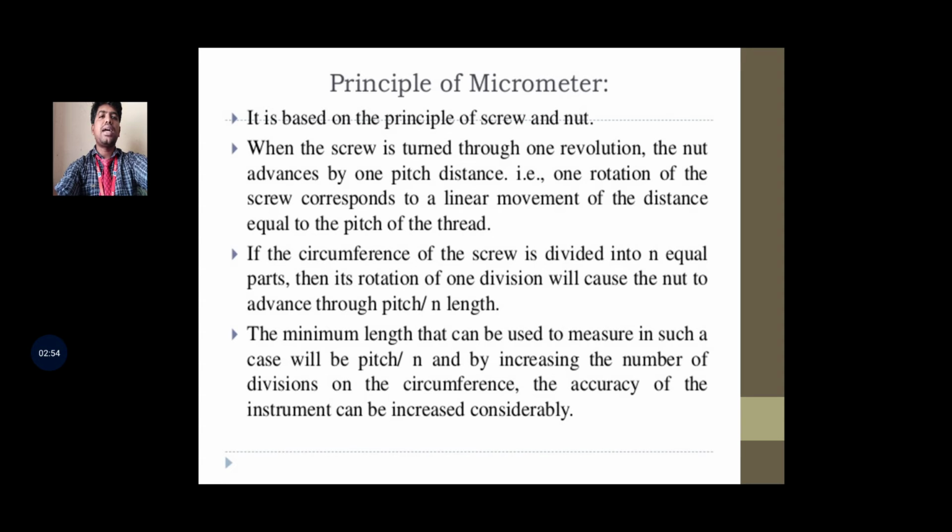Due to the calculation of pitch divided by n length, the reading will be taken on the micrometer. The minimum length that can be measured in such a case will be pitch divided by n. And by increasing the number of divisions of the circumference, the accuracy of the instrument can be increased. This is the principle of the micrometer.